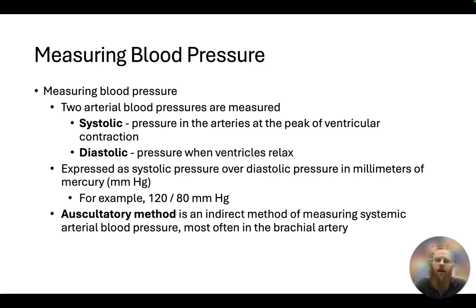So this is typically going to be expressed as systolic over diastolic, and we give it in millimeters of mercury. And that has to do with the measuring tools that we utilize. And an example would be, oh, my blood pressure is 120 systolic over 80 diastolic millimeters of mercury.